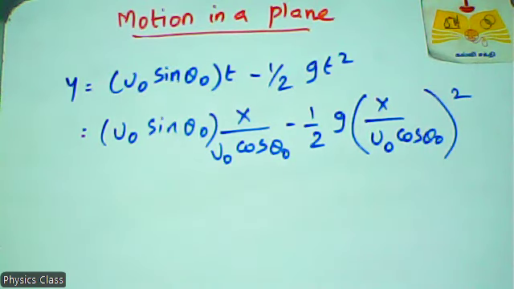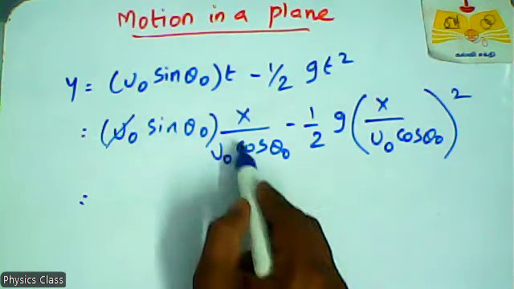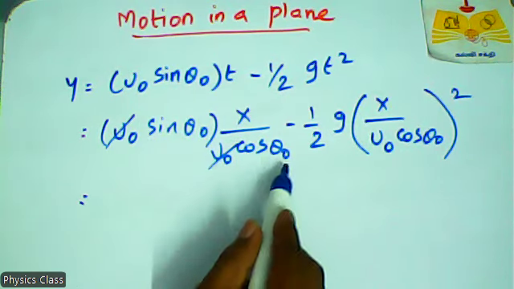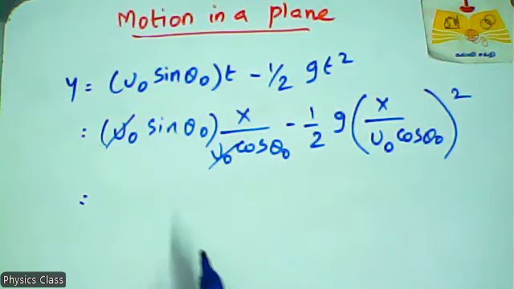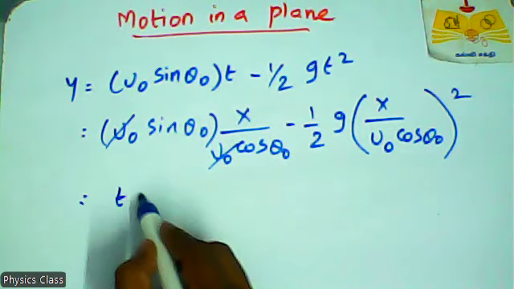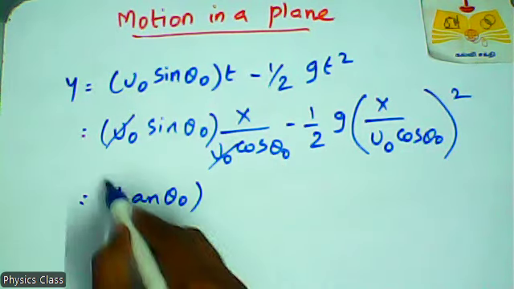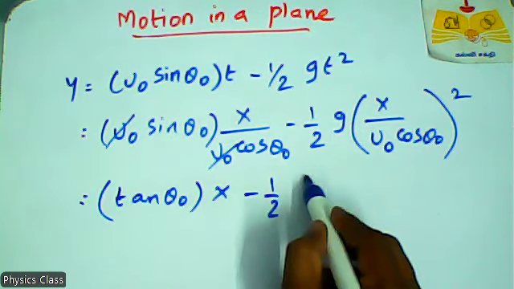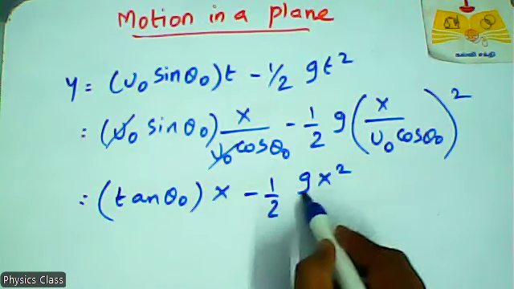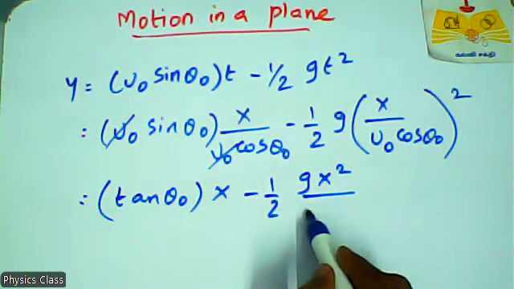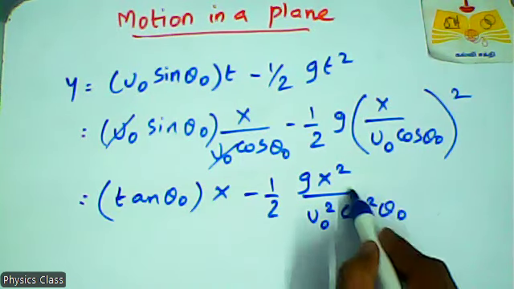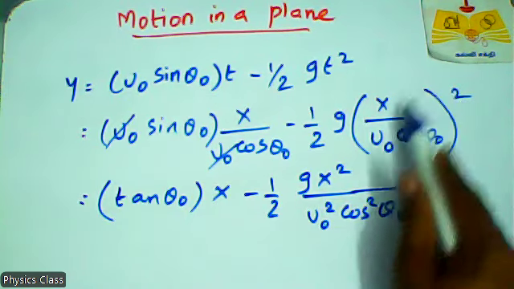Next, v₀ cancels because of the division. Sin θ₀ by cos θ₀ is tan θ₀. So y = tan θ₀ · x − ½ g x² / (v₀² cos² θ₀), because of the square.